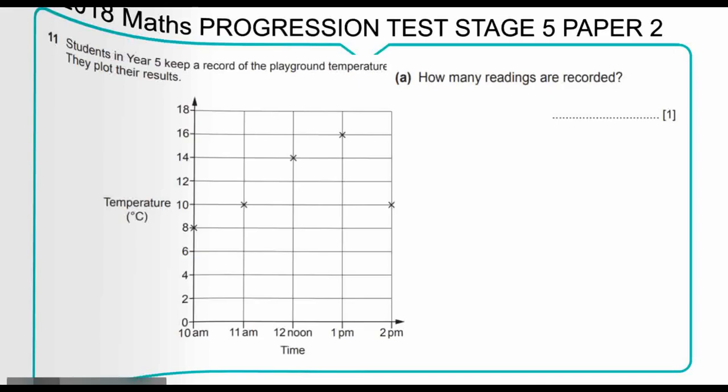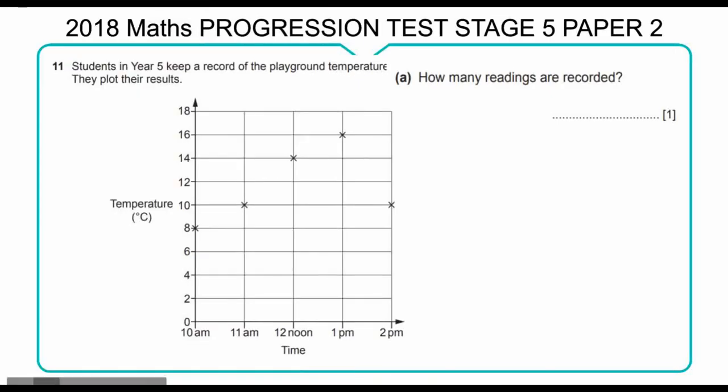Next, question 11. Students in year 5 keep a record of the playground temperature. They plot their result, temperature versus time from 10 a.m. to 2 p.m. How many readings are recorded?